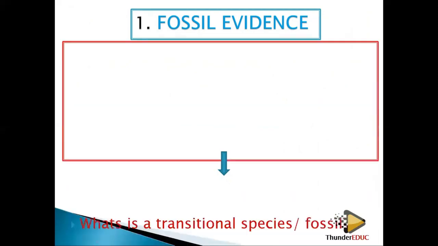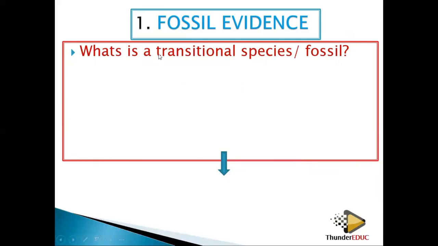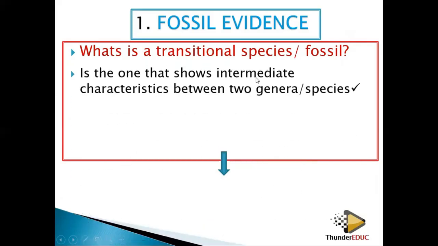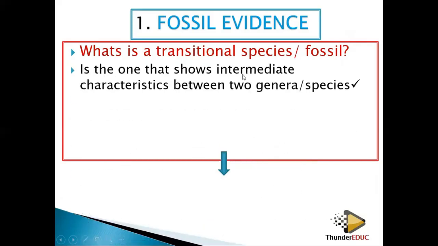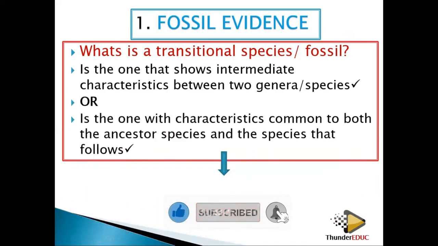So we are saying that under fossil evidence, you need to understand what is a transitional fossil or a transitional species. A transitional species is the one that shows intermediate characteristics between two genera. Remember, when you say genera, we are talking about a genus. If it's one, if there are many, we call them genera, or between two species. Or we can define a transitional fossil or species as the one with characteristics common to both the ancestor species and the species that follows.